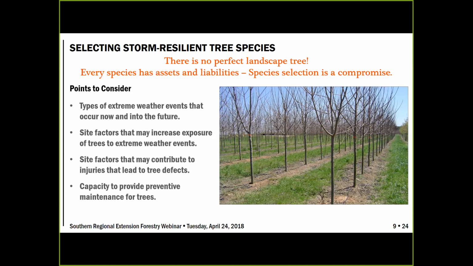And then finally, we need to consider our capacity to provide preventive maintenance for trees. If you have very limited maintenance capabilities in your locality, then you have to think even more critically about species selection. There are some species that if they do not receive preventive maintenance through pruning, they are much more likely to develop defects that will then predispose them to failure during storms.